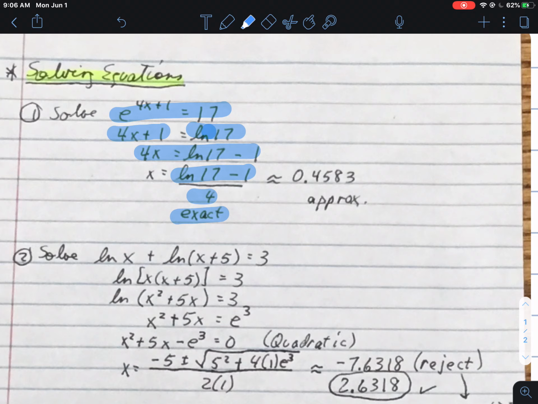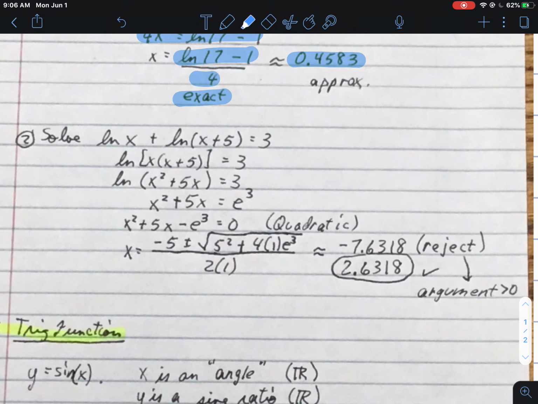If, however, this is in the context of, say, an application where I'm trying to actually answer a question, then it would make more sense to go ahead and approximate that value, right? Plug it into the calculator and do an approximation. So just be aware of that. We're typically interested in exact solutions, unless we're in an application situation where I actually want to use that to answer a question, and it makes more sense to round it off and give a decimal approximation. But be aware of that. What am I asked for? Do I want an exact or an approximate solution?